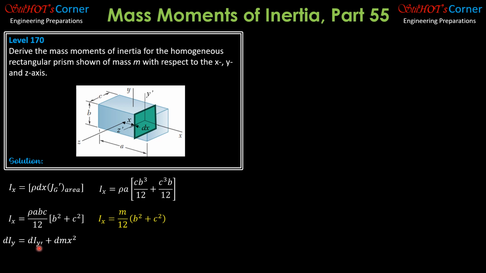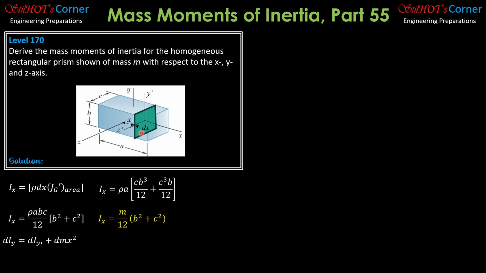And differential Iy prime is equal to, from the preceding result on the rectangular thin plate, density times thickness, the thickness is dx, times Iy prime of area.